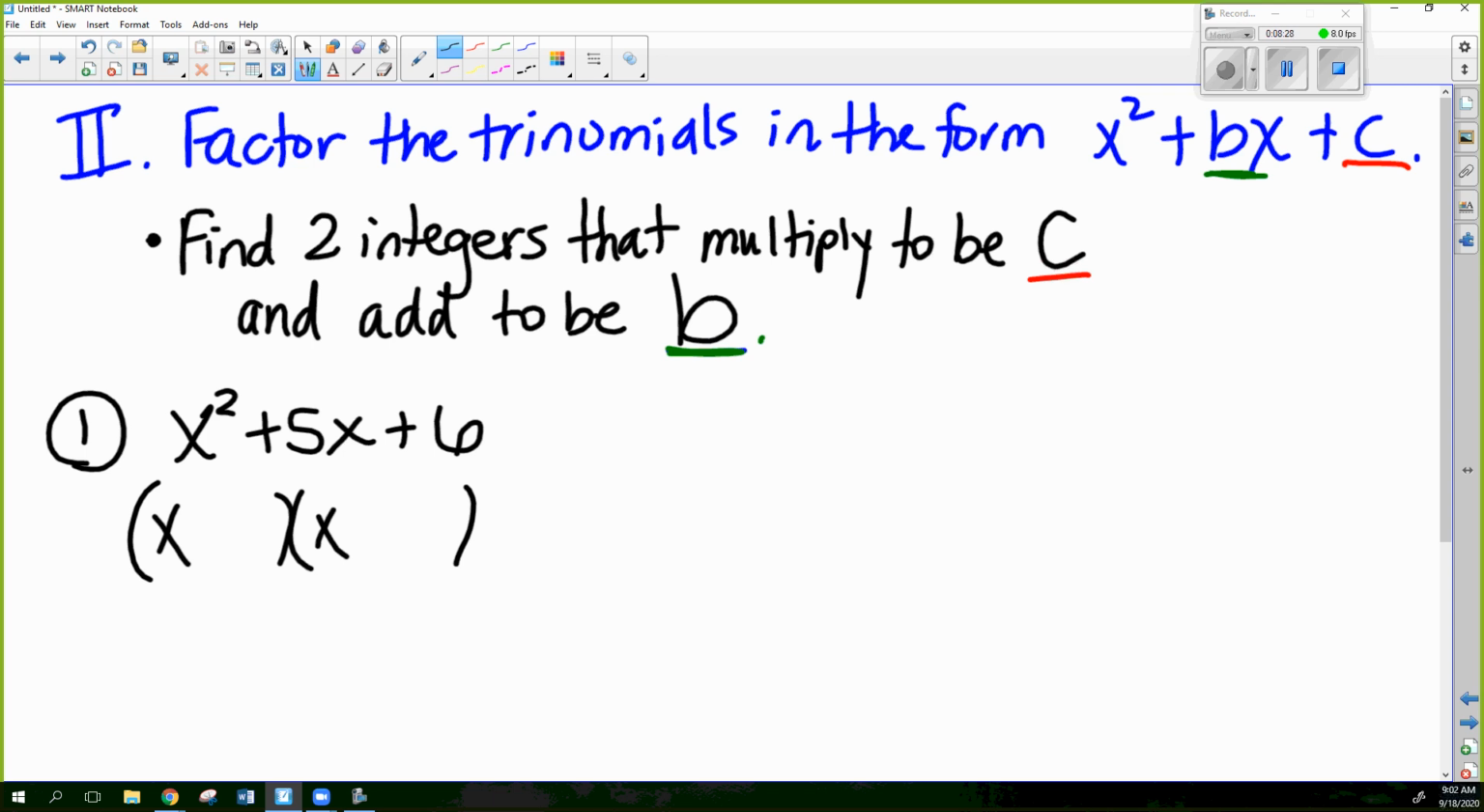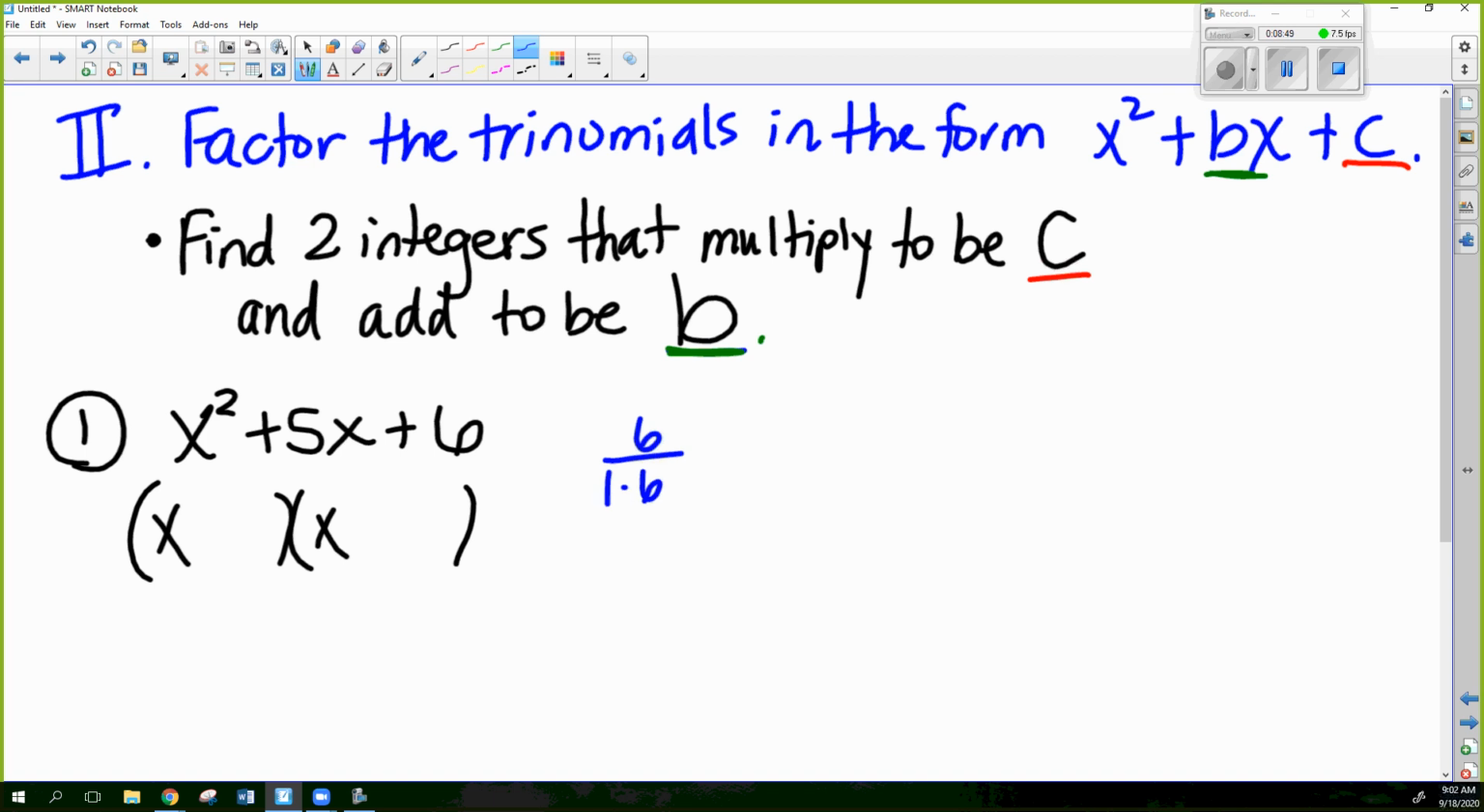All right, but then we follow this rule I just wrote up here. Find two integers that multiply to be c. All right, well, c is 6. So I need to find, and it's positive 6 in this problem, two numbers that multiply to be positive 6 and then add to be positive 5.